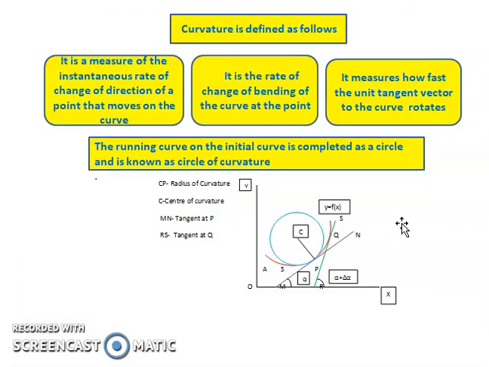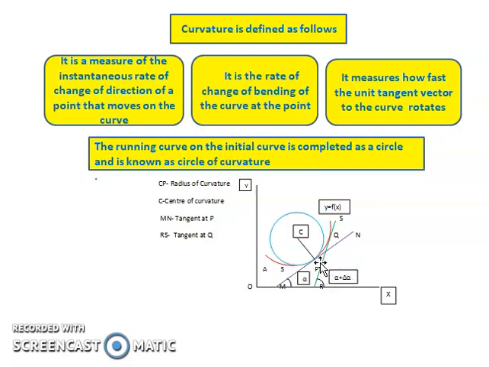Before getting into the concept of curvature, let us understand its geometrical meaning. Over here, there is a curve y is equal to f of x, and on the curve we are having a circle. This circle has been obtained when this curve bends again and again. Initially we are having a curve y is equal to f of x, and at a point P we are having a tangent. The length of AB is given by S, and the angle made by the tangent MN with the x-axis is alpha.